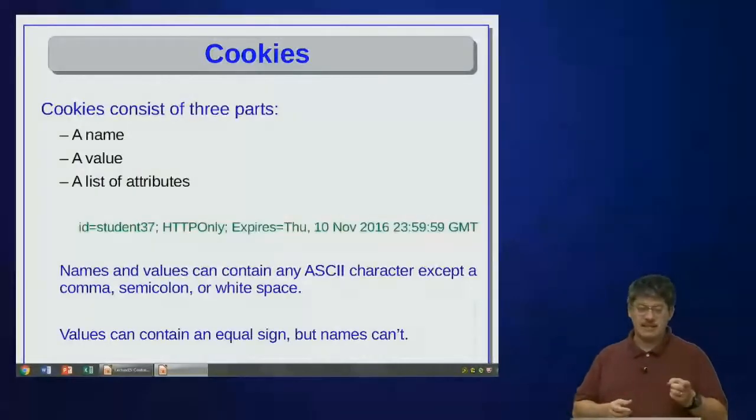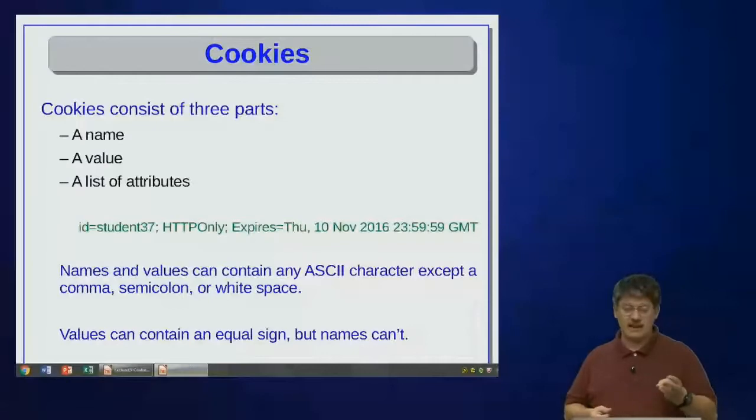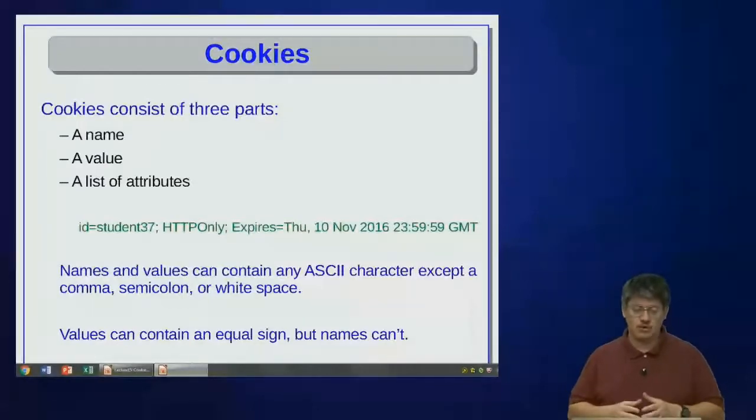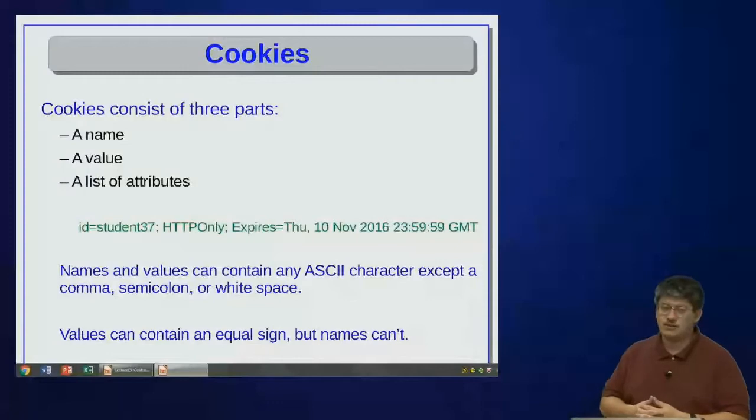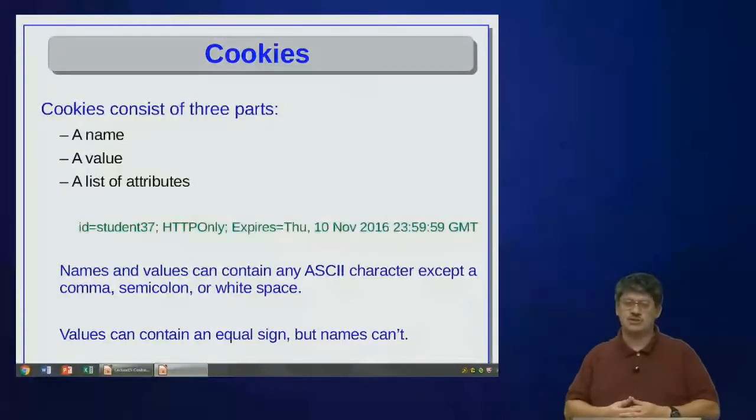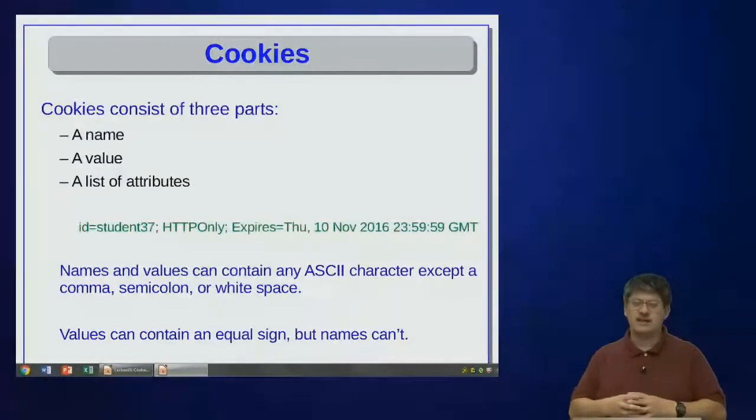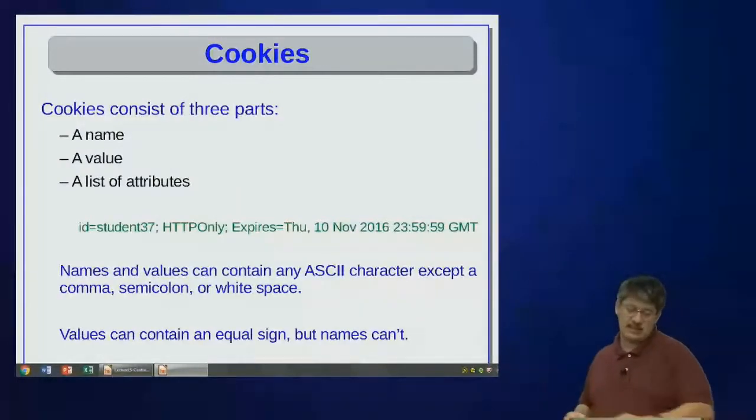Cookies consist of three different parts. Every cookie has a name, a value, and a list of attributes. So this is an example cookie. The name is ID, and the value is student37. So we say the name, an equal sign, and then the value. And then we can have a list of attributes, and the list of attributes uses semicolons to separate the different parts. So here I've said the ID number is student37, and I want to set these attributes. It's an HTTP only cookie that expires at this date and time. We'll talk more about what the attributes mean in a bit.